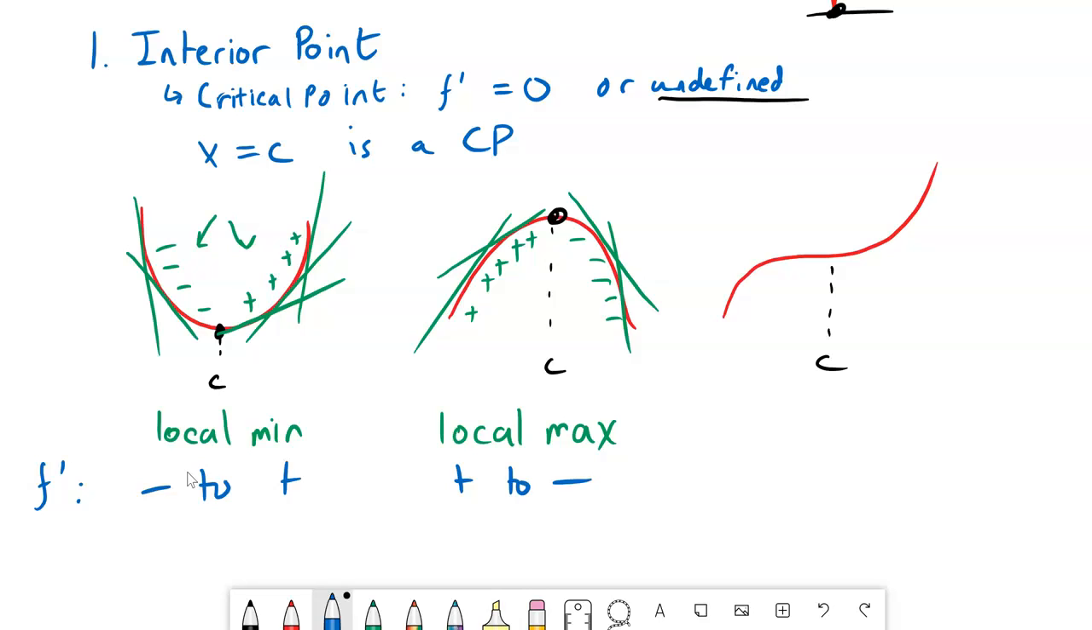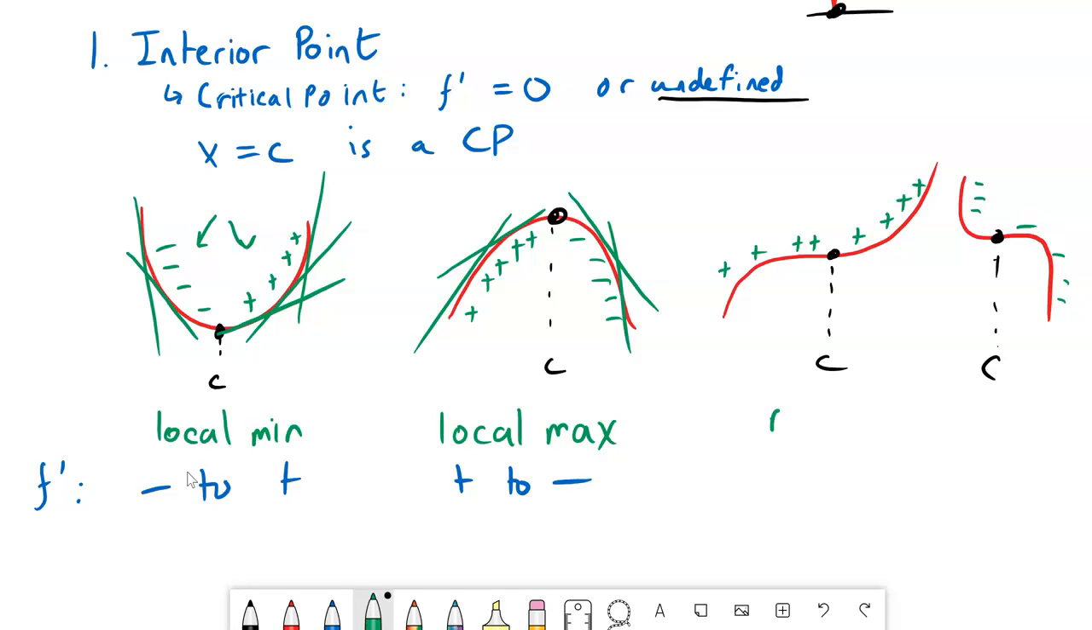And then we have this third case where it's not going to change sign. It's going to be positive and positive. Positive, positive, positive, positive until the critical point, and then positive, positive, positive. Same thing with this type of thing. It's going to be negative, negative, negative, negative, negative, negative, negative, right? Negative at the point C.